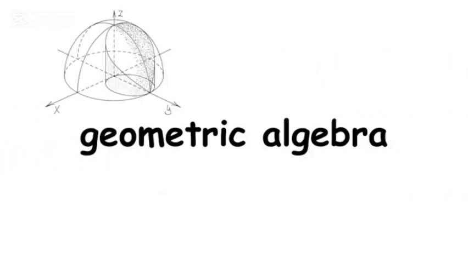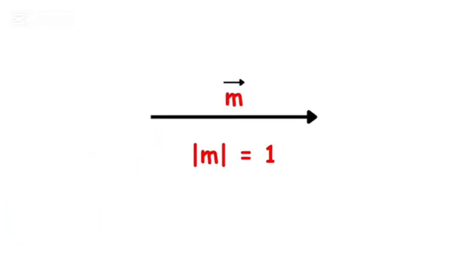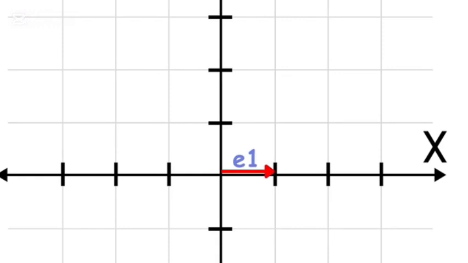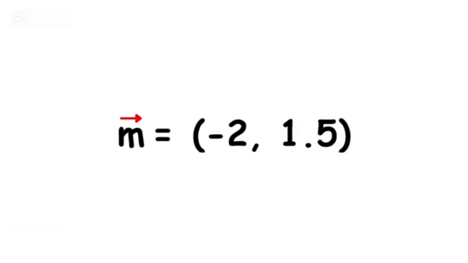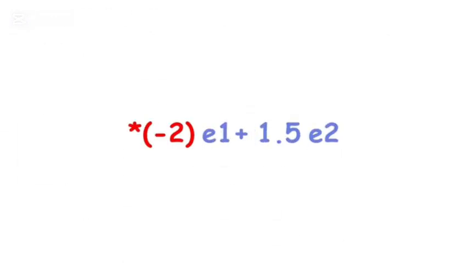In geometric algebra, our standard basis vectors are unit vectors, having a length of 1. In 2D, these vectors are e1, pointing right, and e2, pointing up. Now, let's try to represent the vector (-2, 1.5). We need to go left by 2 and up by 1.5, so the result is -2e1 plus 1.5e2.